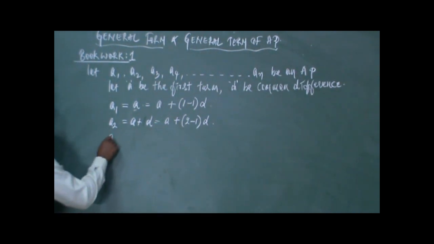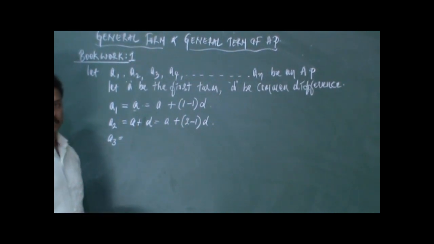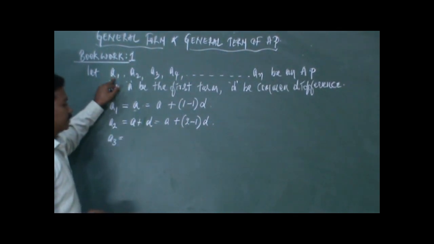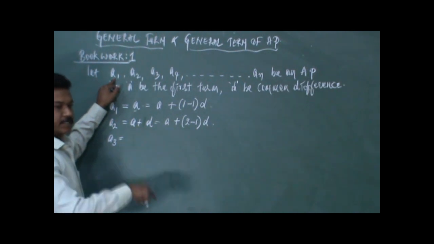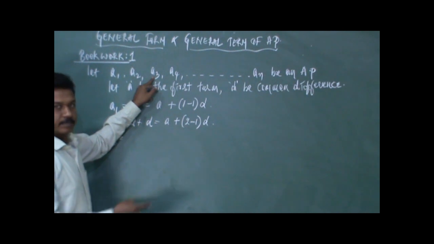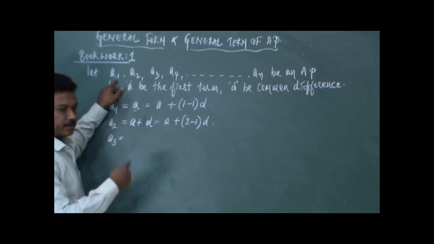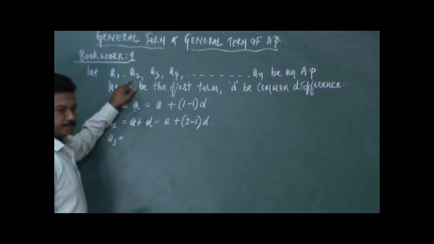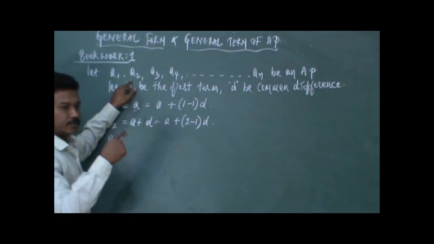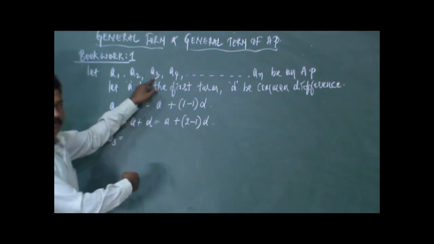Let us go with the third term. Again we have to remember the concept of yesterday. If you add 2 times the common difference to the first term, we are going to get the third term, that we had discussed in the previous class. So once again, if you add 1 time the common difference to the first term, you get the second term. If you add 2 times the common difference to the first term, you get the third term. That I am going to write.